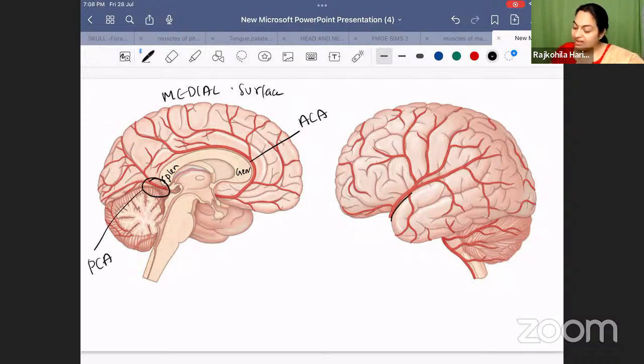Now, this is the lateral sulcus, right? We saw a one-liner in the beginning, the content of the lateral sulcus. This is the middle cerebral artery, right?